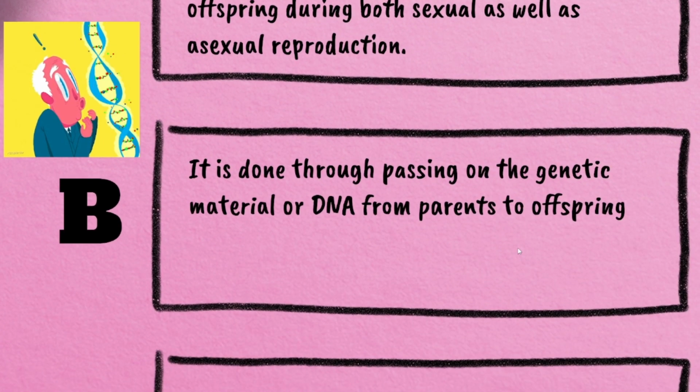Let's see how. It is done through passing the genetic material, DNA, from parents to offspring. Remember that you don't need to transfer anything else except for the DNA. The DNA is the information of the body of the parents, right? So if that information transfers into the offspring, of course they are going to have some characteristics in common with the parents. So remember, how does it happen? It happens by the transferring of DNA from parents to offspring.